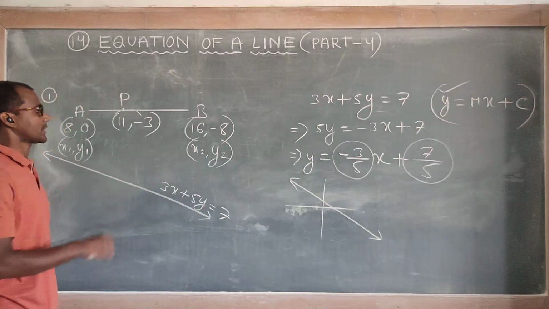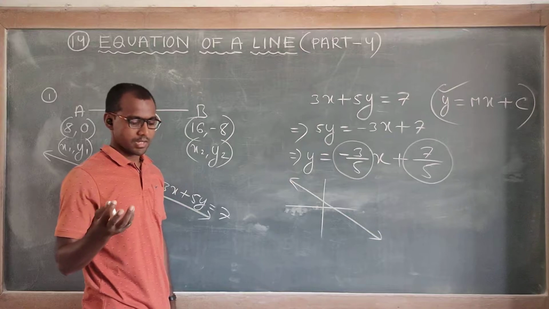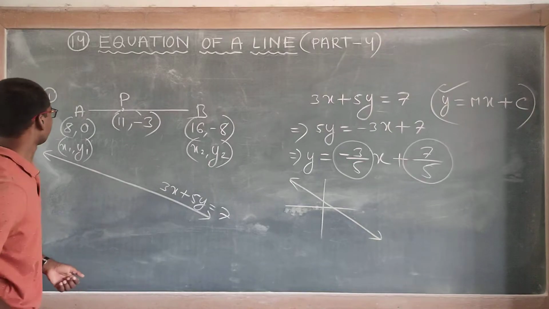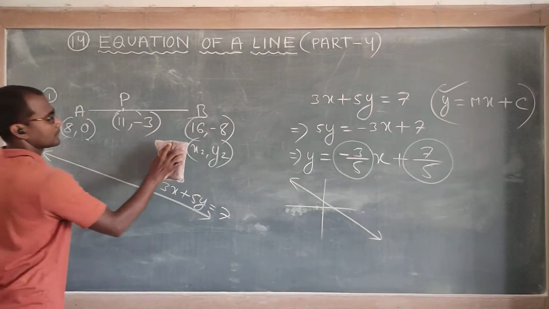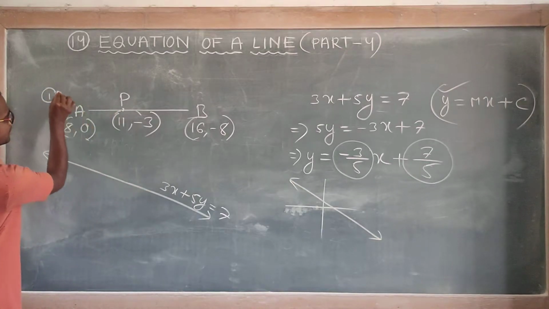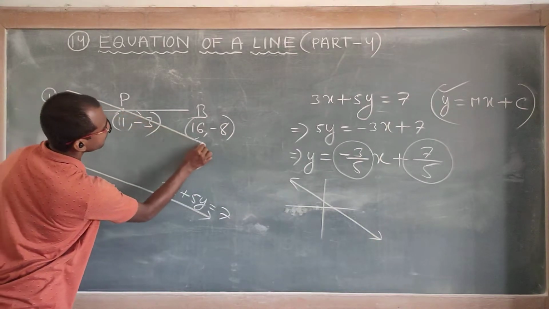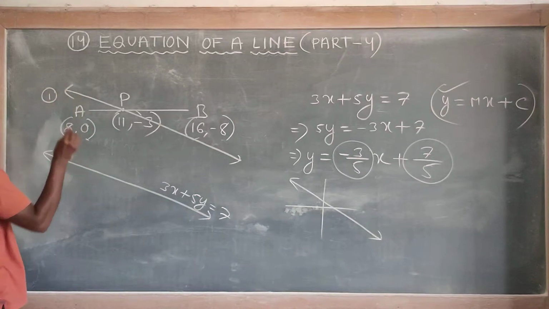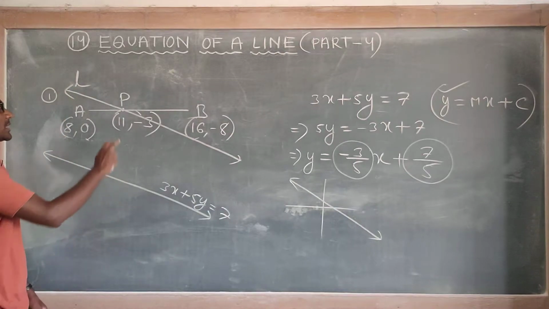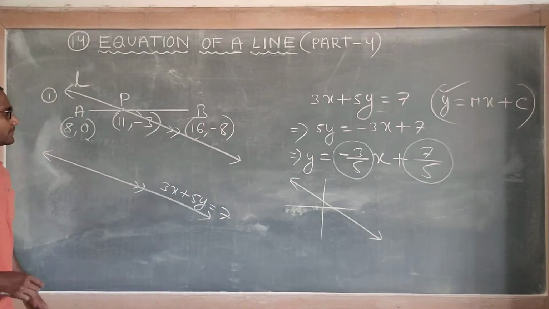Okay, suppose this is the line, then we have to find the equation of that line that passes through the point P and is parallel to this line. So let us draw a line through the point P and parallel to this line. The line will be like this. This line is our target. We have to find the equation of this line. Okay, it is passing through the point P and it is parallel to this line. Ready?